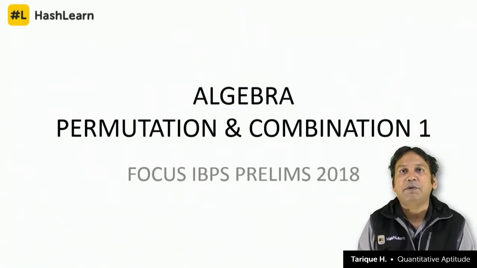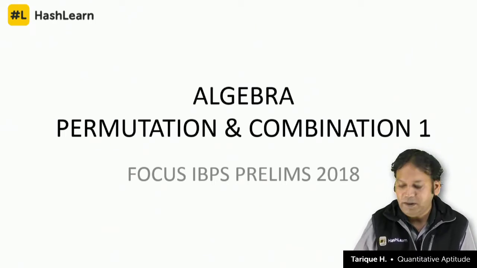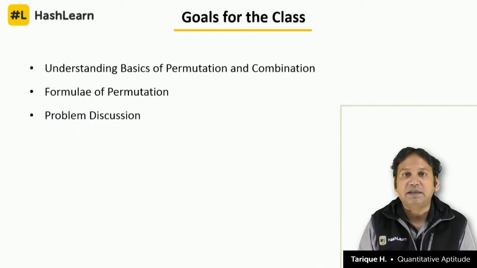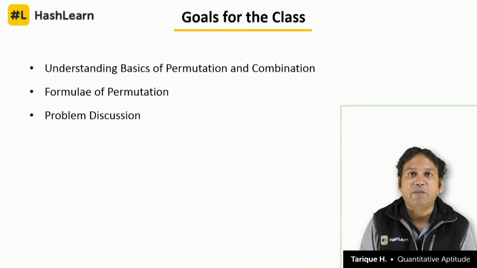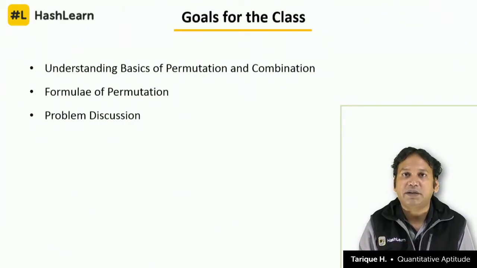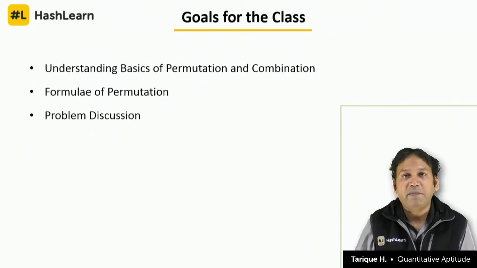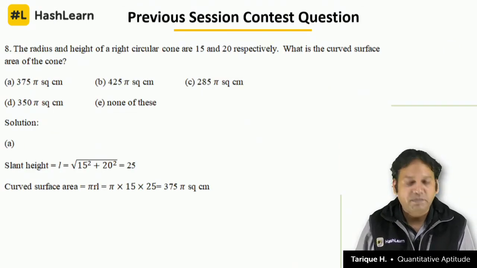The first session today I will be doing for permutation, where we will understand the basics of factorials and the concept of permutation, followed by the next session on combination, where we will learn the formulas of combination. The goal for the class is to understand the basics of permutation and combination, to understand concepts like factorials, fundamental principle of counting, different formulas of permutation, and then also discuss problems based on that. Now before we begin with the topic, first of all let's see the previous session contest question.